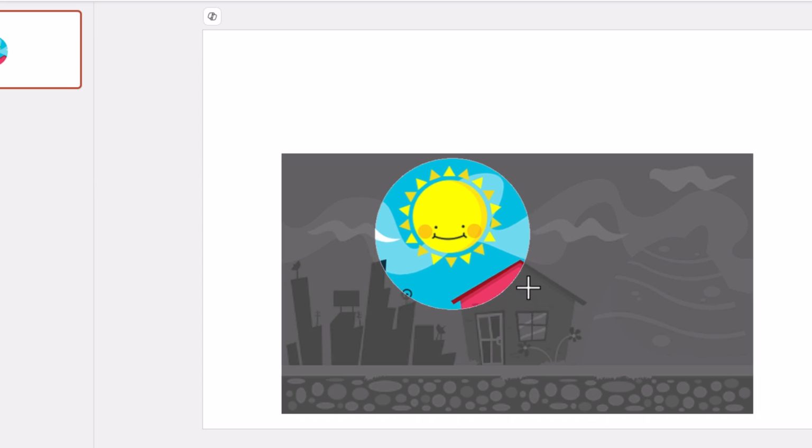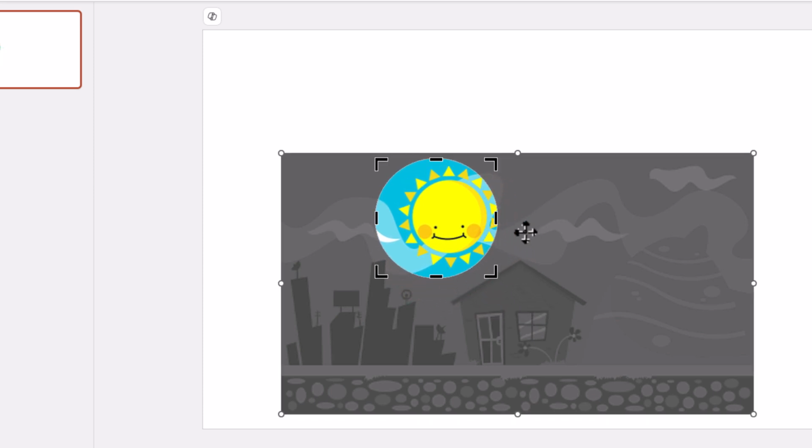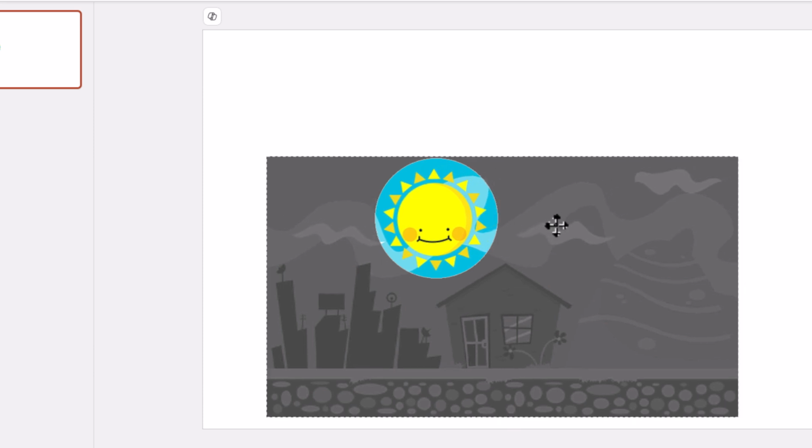I'm going to hold down the Shift key, make my circle a little smaller. Now I'm going to adjust my image again. I'm going to click off my image.